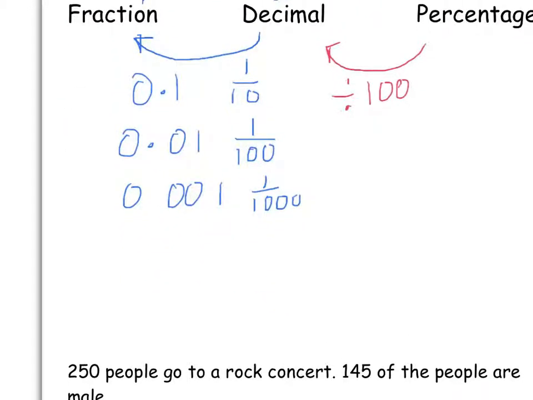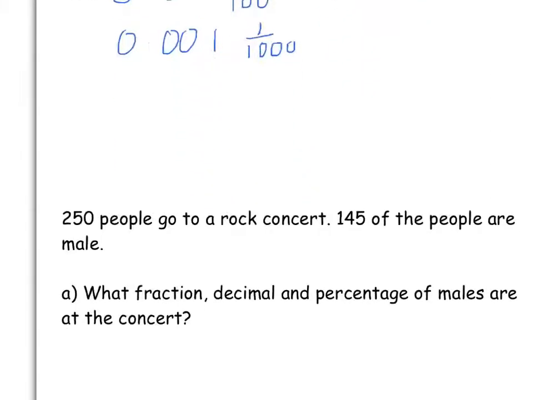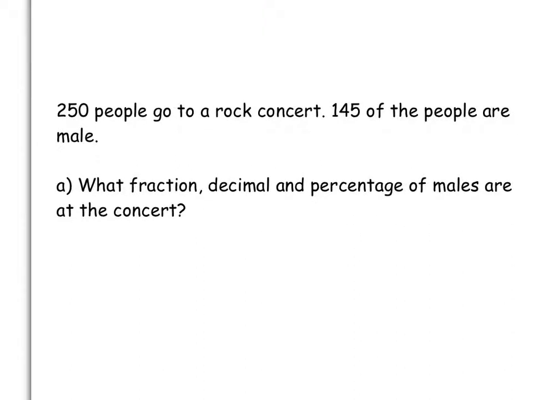And this is a typical question you might be asked when you look at proportion, because you can represent proportions as fractions, decimals or percentages. It says 250 people go to a rock concert. 145 of the people are male. What fraction, decimal and percentage of males are at the concert? Now I always like to go in order: fraction, decimal, percentage. And we're going to use our flowchart, which we've done above, to help us to get from one to the other.